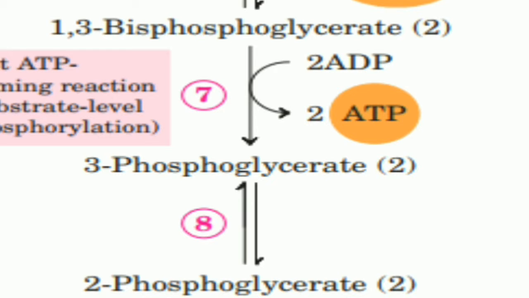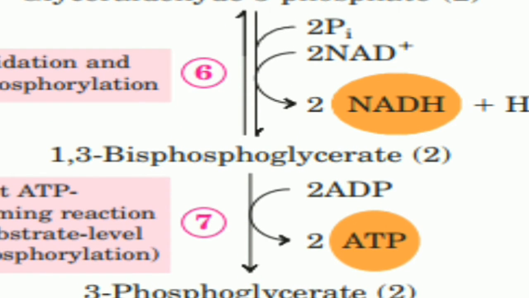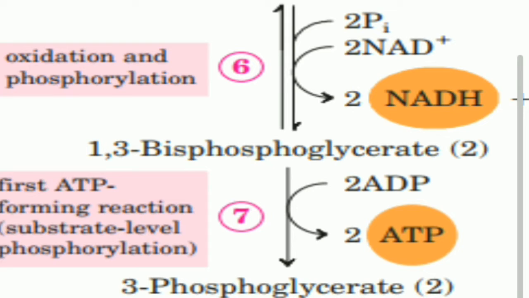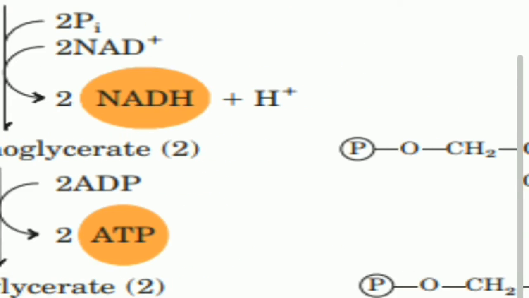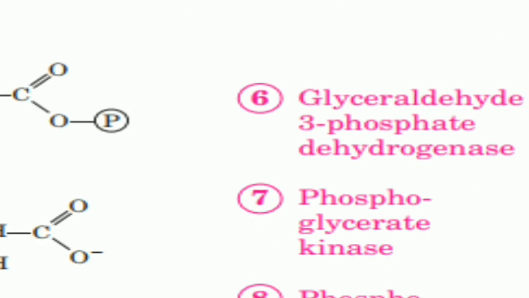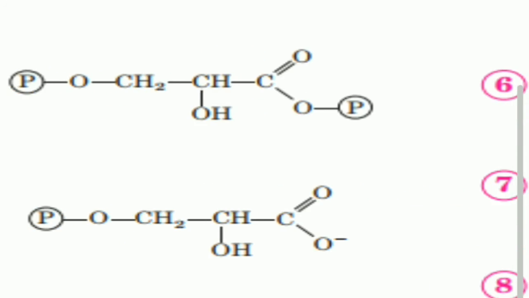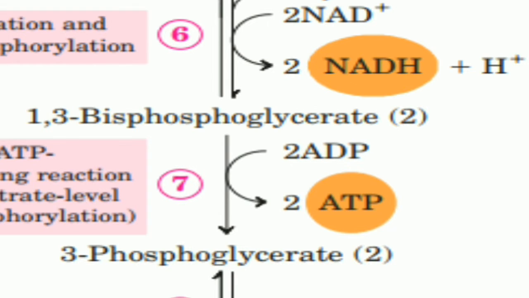Glyceraldehyde 3 phosphate is converted to 1,3 bisphosphoglycerate, and this reaction produces 2 molecules of NADH, because one molecule of NADH comes from glyceraldehyde 3 phosphate and the second from dihydroxyacetone phosphate. This reaction is called oxidation and phosphorylation, and it uses the enzyme glyceraldehyde 3 phosphate dehydrogenase, which has a vital role in completing this reaction.